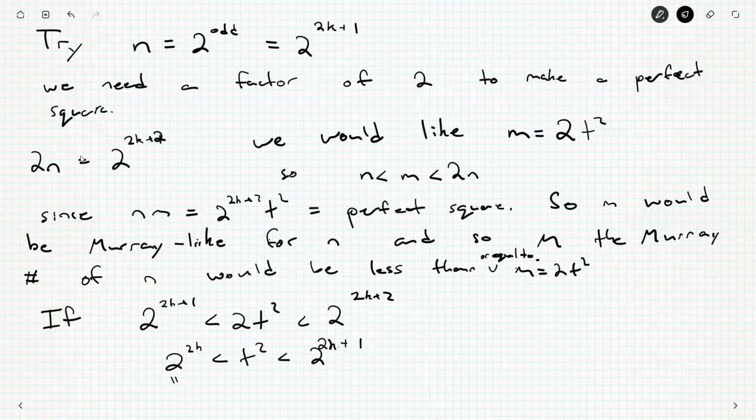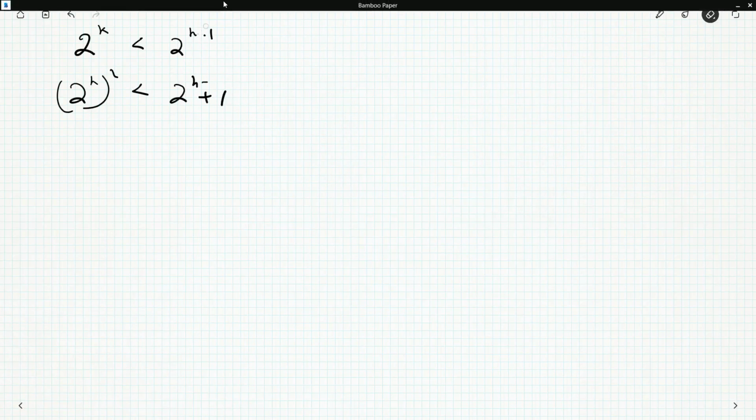So this guy right here is (2^k)^2. So let's let t be 2^k plus 1. Then I'm thinking we can show that unless k is equal to 1, we should be all set. Now, 2^k is less than 2^k plus 1. So (2^k)^2 is less than (2^k + 1)^2. So the plus 1's down below.